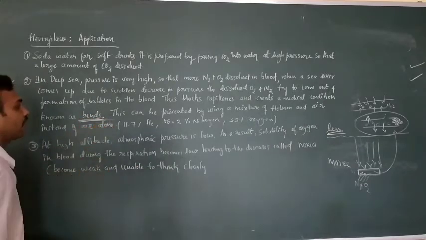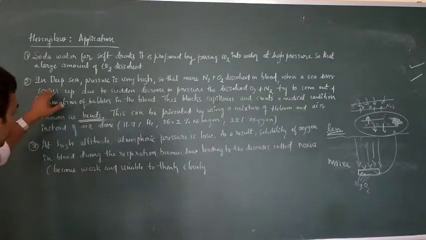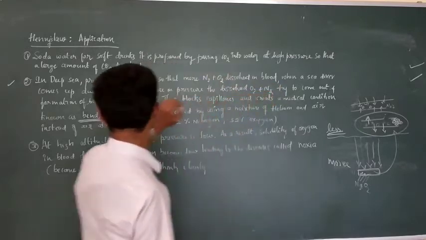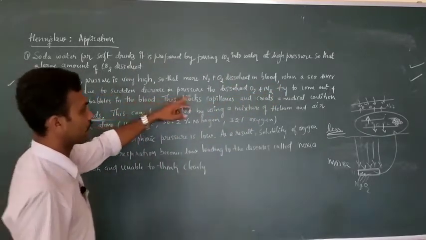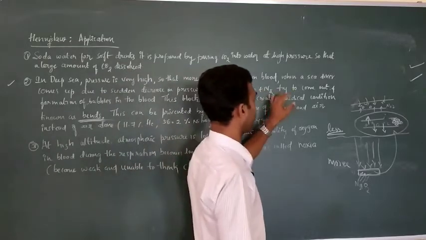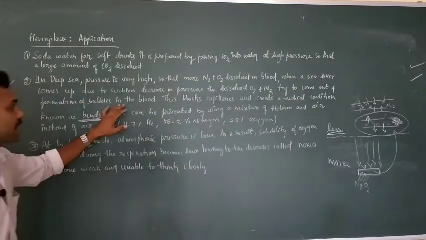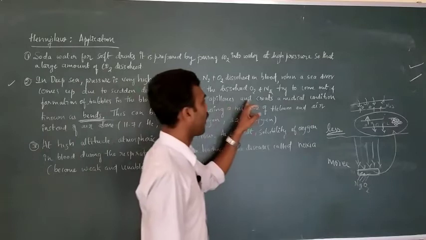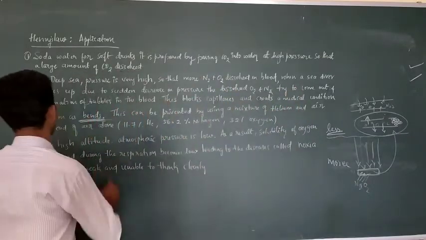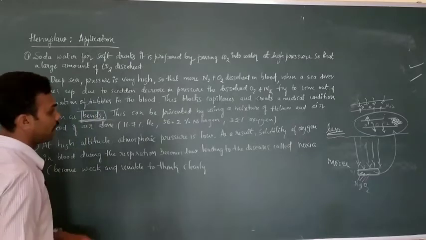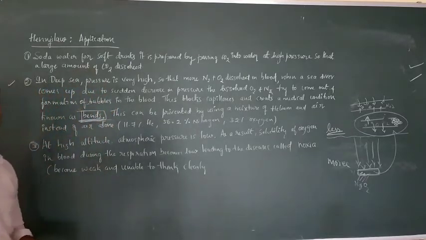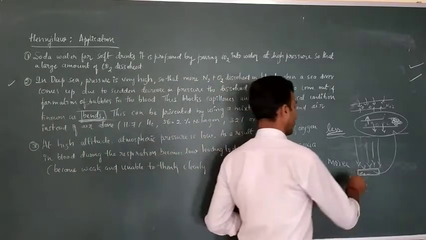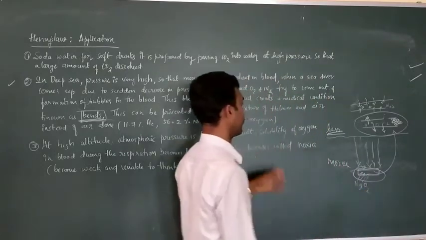They ask what is bends, and this is bends. In deep sea the pressure is very high, so more nitrogen and oxygen dissolve in the blood. When a sea diver comes up, due to the sudden decrease in pressure, the dissolved O2 and N2 try to come out, and bubbles form in the blood vessels. This blocks the capillary and creates the medical condition called the bends. Very, very important, bends. This can be prevented by using a mixture of helium and air instead of air alone. The divers carry a cylinder, and instead of air alone they have to use helium.